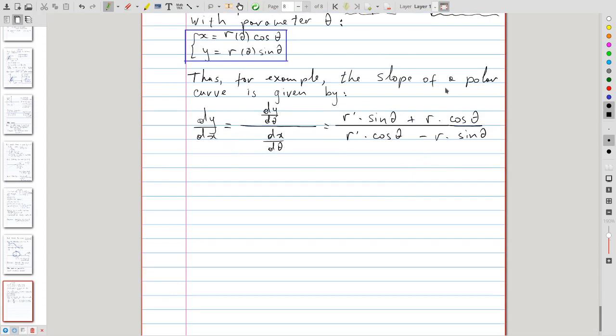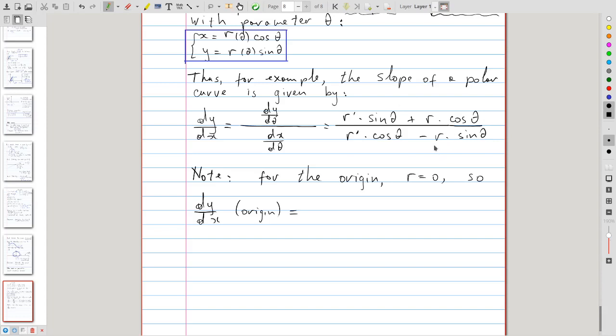We can simplify this a little bit when we want to compute the slope at the pole or the origin. So for the origin, r equals 0, and that's the way to characterize the origin in polar coordinates. r must be equal to 0. And so dy over dx at the origin is equal to what this expression becomes when r is 0.